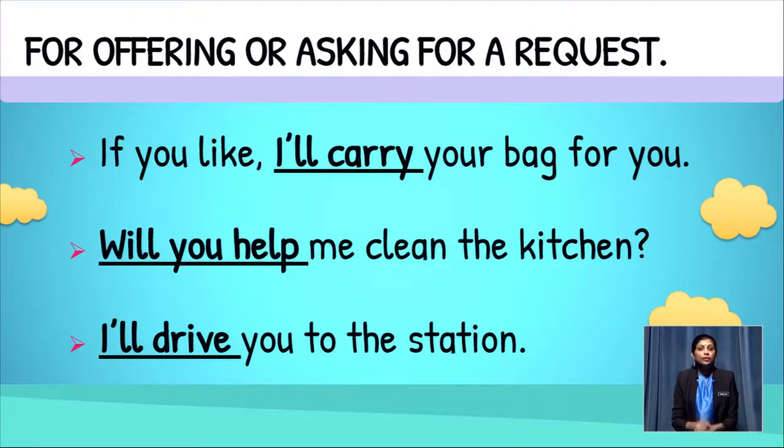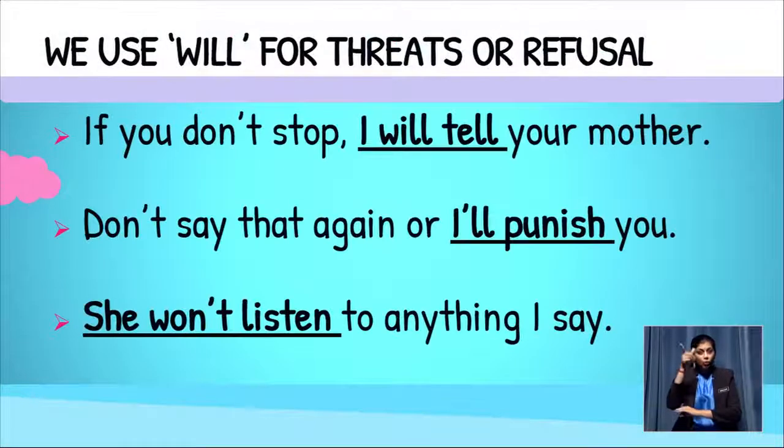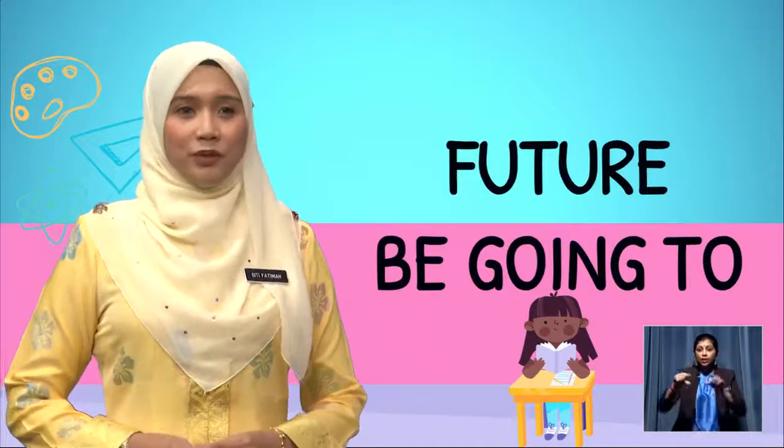And lastly, we use will for threats or refusal. For examples, if you don't stop, I will tell your mother. She won't listen to anything I say. Don't say that again or I'll punish you. Next, future be going to.